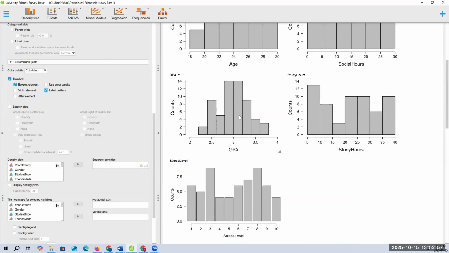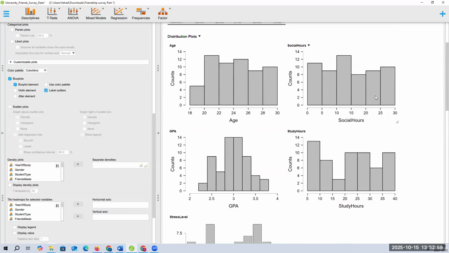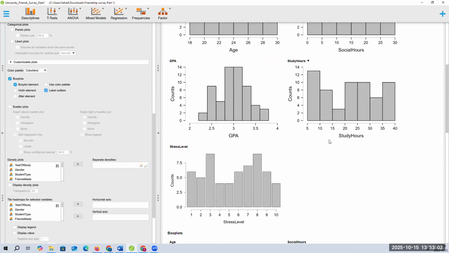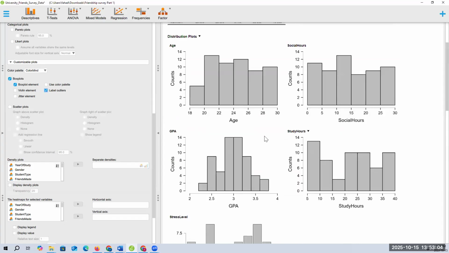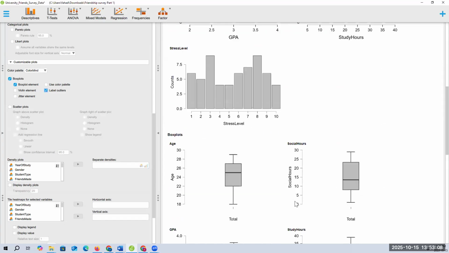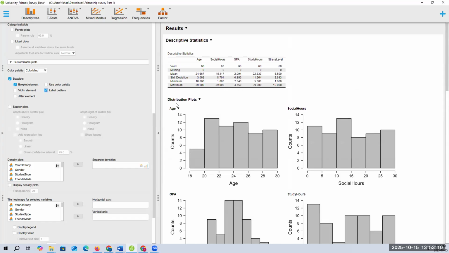And for GPA, we can see where the average lies most often in terms of the plot. So this is a good way to present the results of the survey to a person, right? Next, let's do something else.